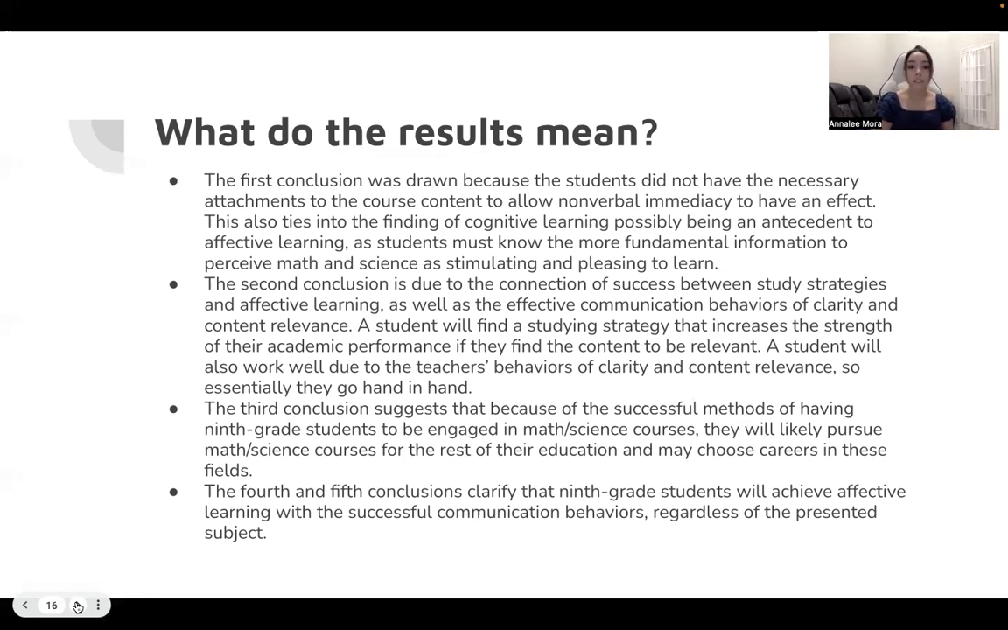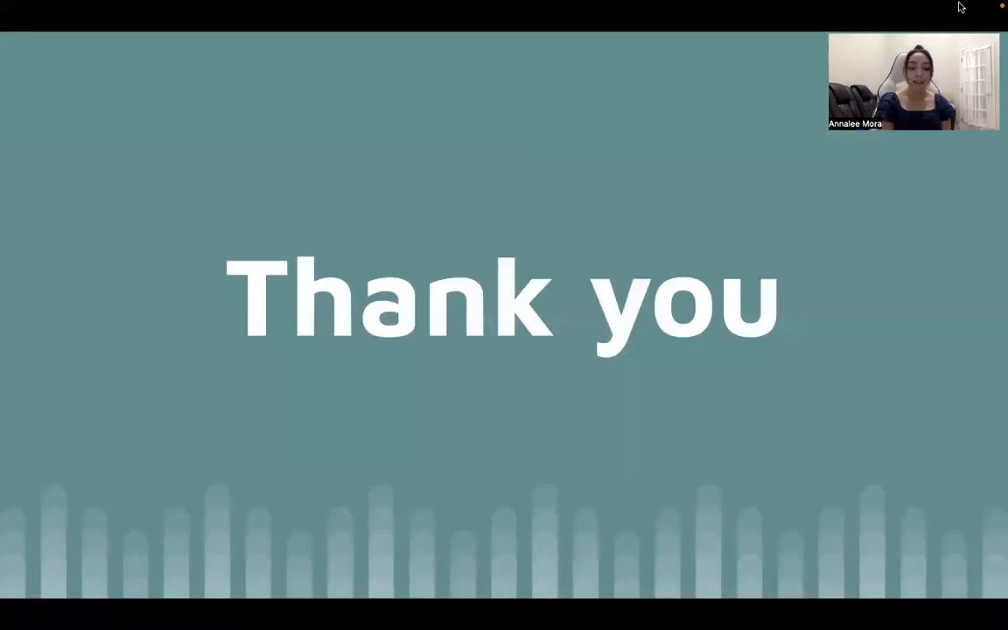The third conclusion suggests that because of the successful methods of having 9th grade students engaged in math/science courses, they will likely pursue math/science courses for the rest of their education and may choose careers in these fields. The fourth and fifth conclusions clarify that 9th grade students will achieve effective learning with the successful communication behaviors, regardless of the presented subject. And that concludes our presentation.